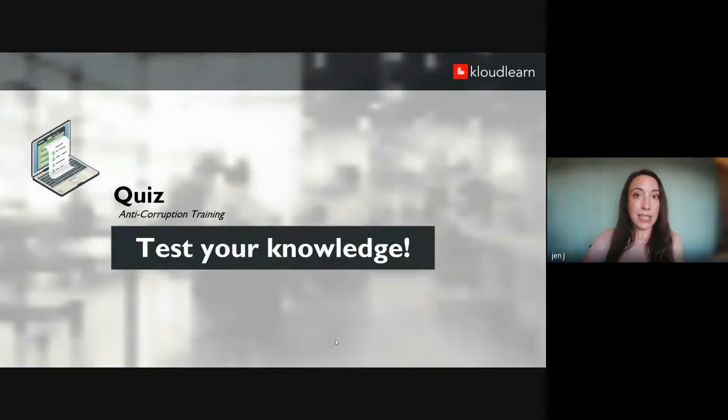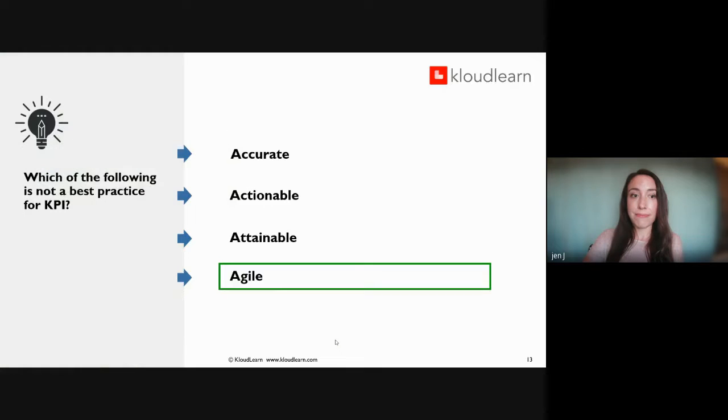Let's take a quiz now to test your knowledge. Which of the following is not a best practice for KPI? Accurate, actionable, attainable, or agile? Agile is not.